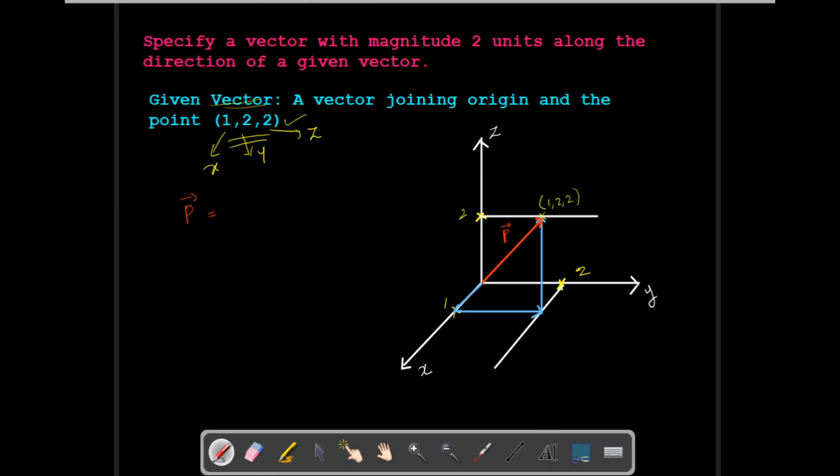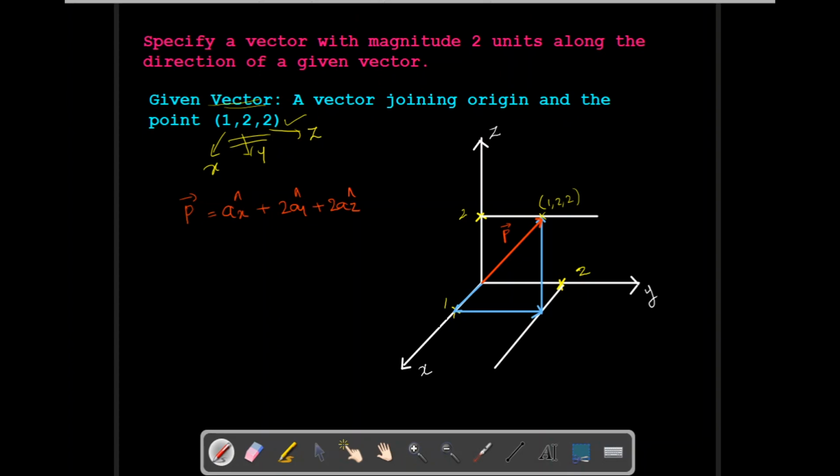As I told you, it's the addition of the first vector along the x direction, this vector along the y direction, and this vector along the z direction. So I can easily write p vector as 1 ax cap plus 2 ay cap plus 2 az cap.